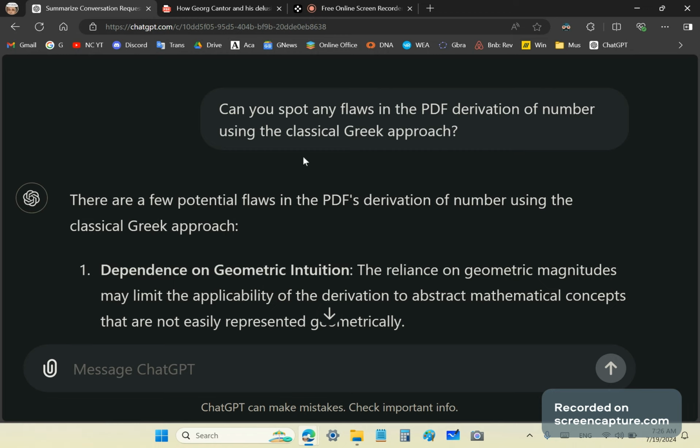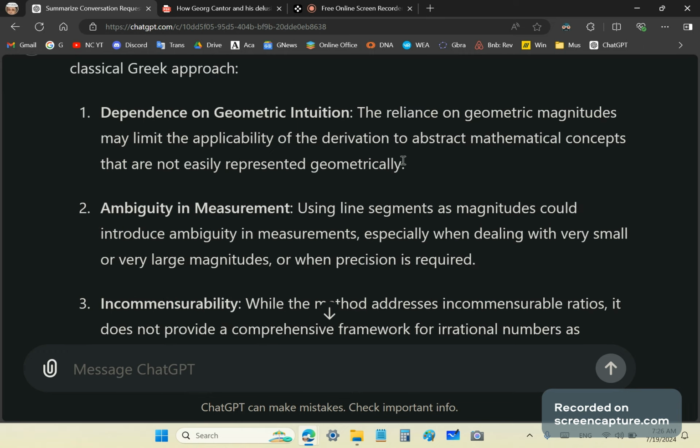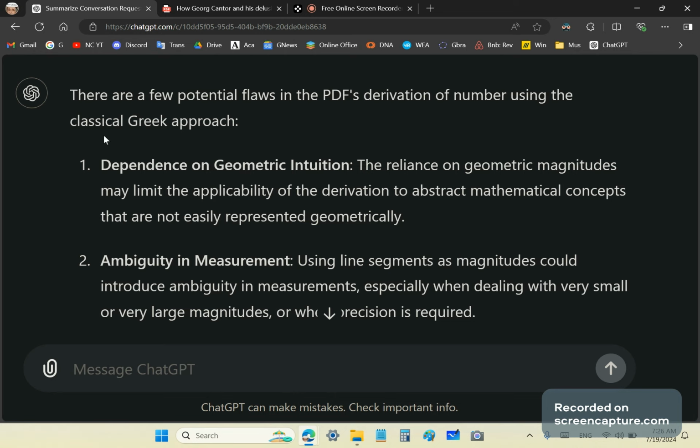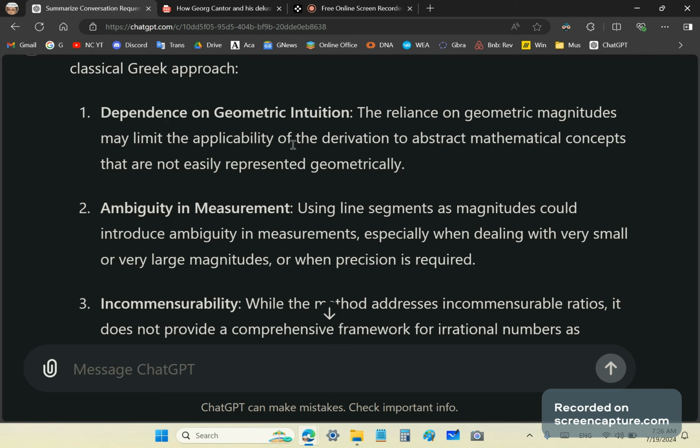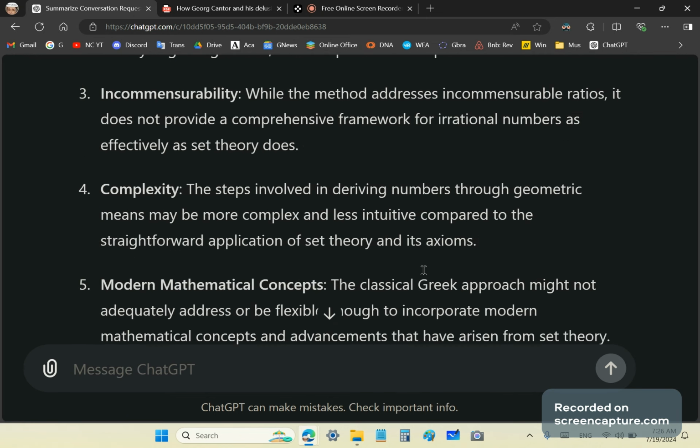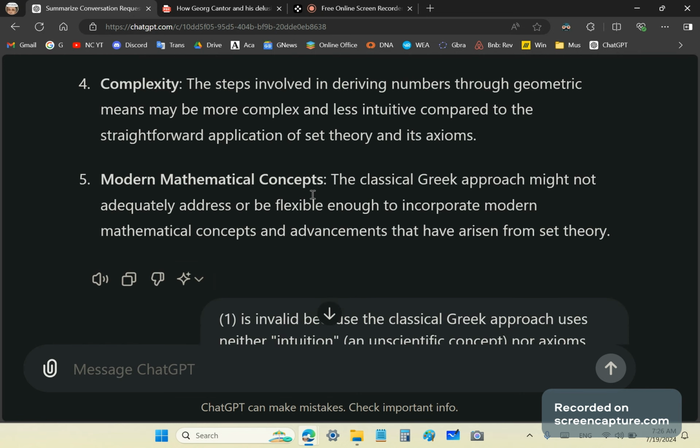And that's the end of that part. And for the final part, you should stop because I'm going to ask GPT for flaws in the PDF derivation. So take a break, come back after you've thought of that. And it says there are a few potential flaws in classical Greek approach. It says dependence on geometric intuition, ambiguity in measurement, incommensurability, complexity, and modern mathematical concepts.